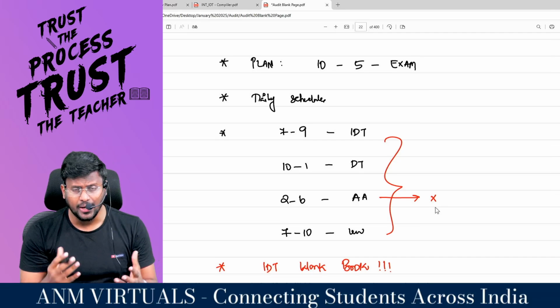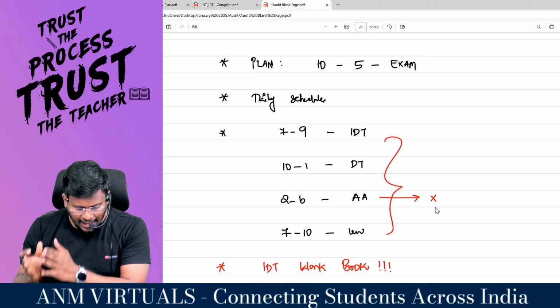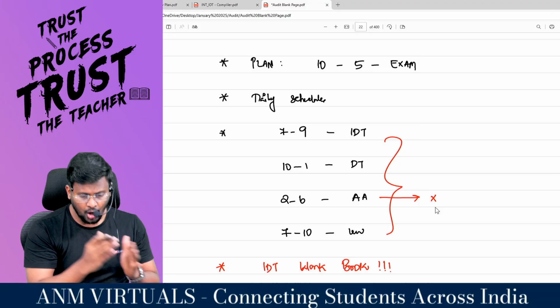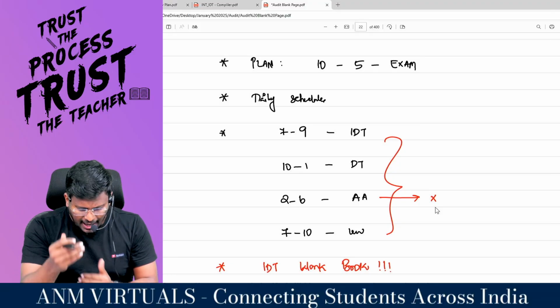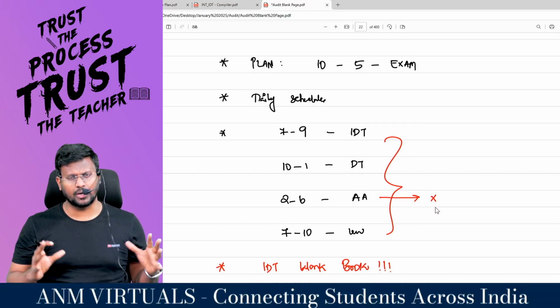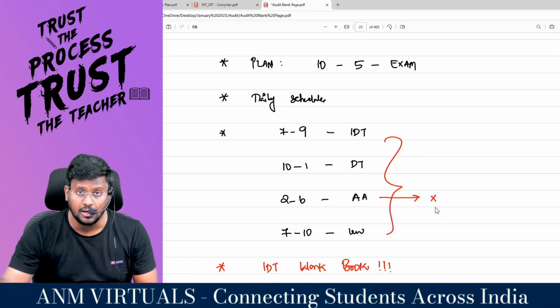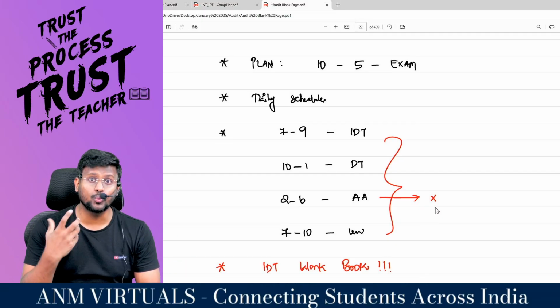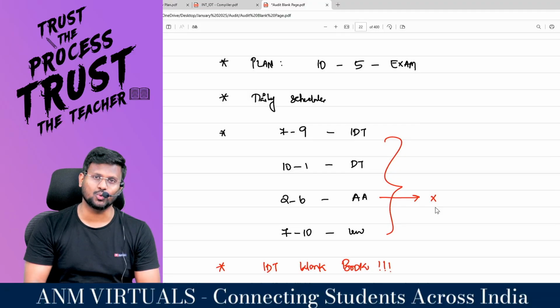If you want, you can keep 10 to 1 law and 7 to 10 DT, or 7 to 9 law and push the IDT to 7 to 10. That is your choice based on the preparation weightage you have, my dear lovable students.